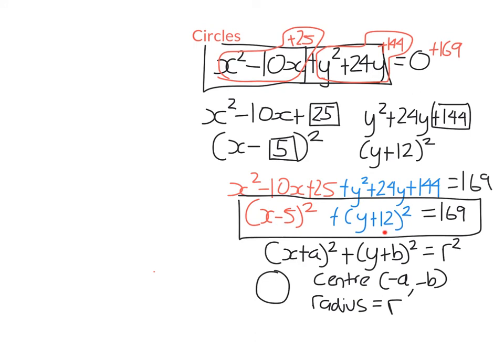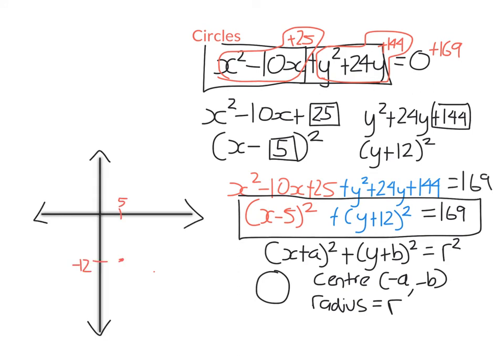The center would be (5, -12). The radius is not 169. It's the square root of 169, which is 13. So let's now graph this circle. We mark here the center of the circle at (5, -12).